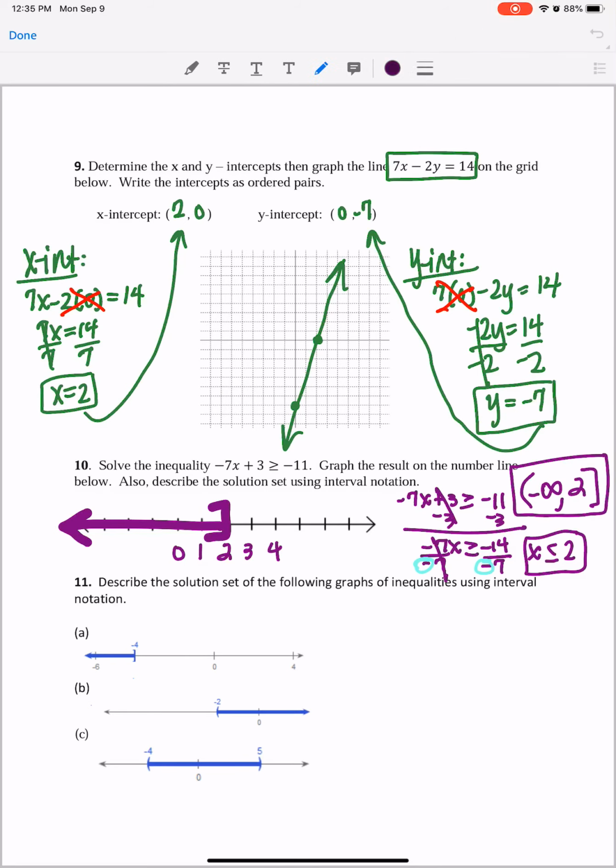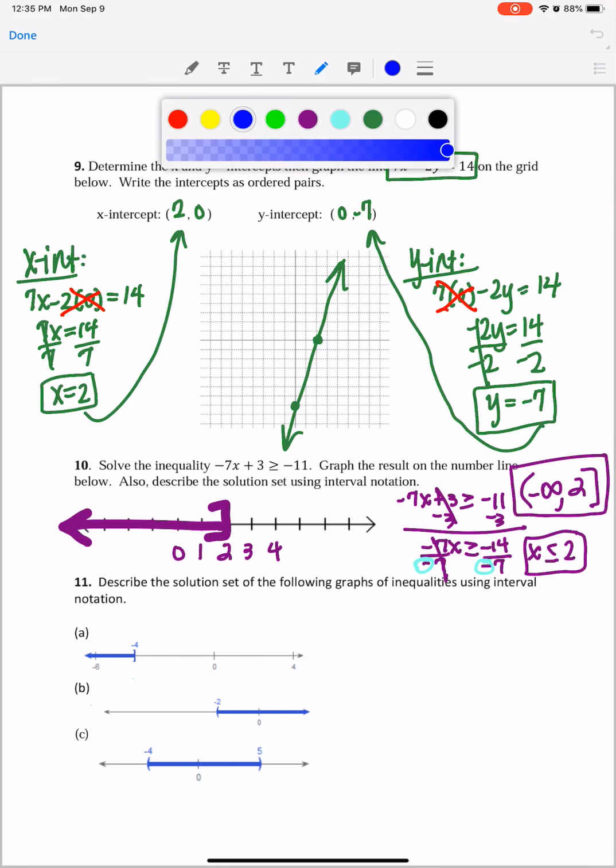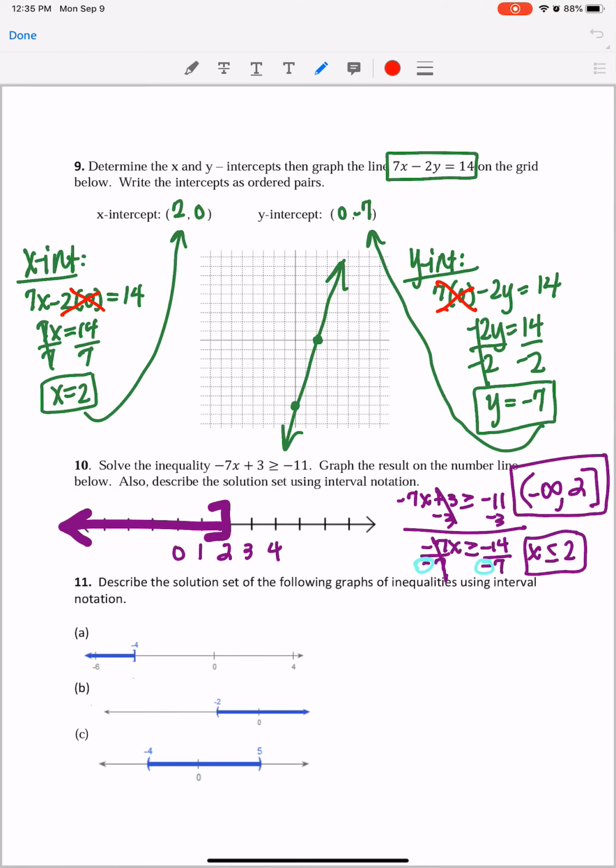Okay, so let's get some more practice with writing that in interval notation. Describe the solution set of the following graphs of inequality using interval notation. So it's pointing to the negative infinity side, so we're going to start with a parenthesis, negative infinity, and it's going all the way to negative 4 with a bracket.